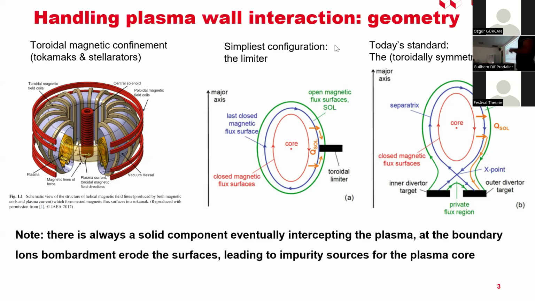Okay. So you just have to remember that there is always a solid component eventually intercepting the plasma, because it makes the plasma jump. And as I said, if you bombard the wall with hot or energetic ions, they will erode. Eventually, some impurities will then contaminate the plasma. This we want to prevent.